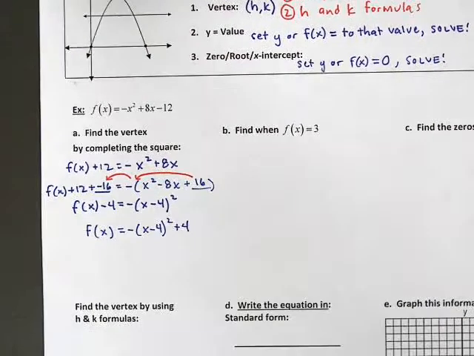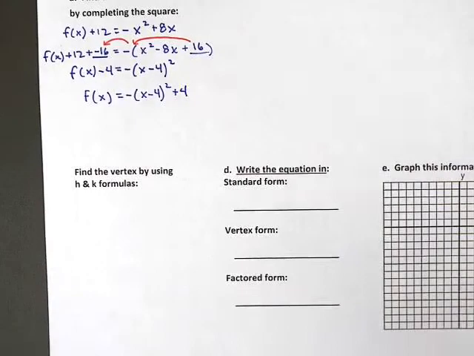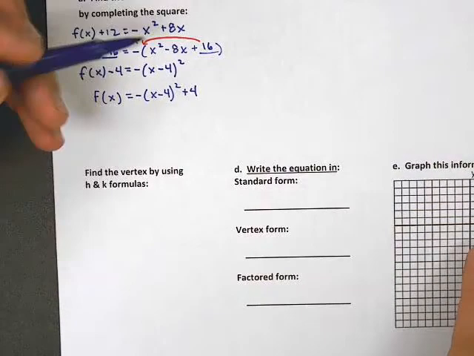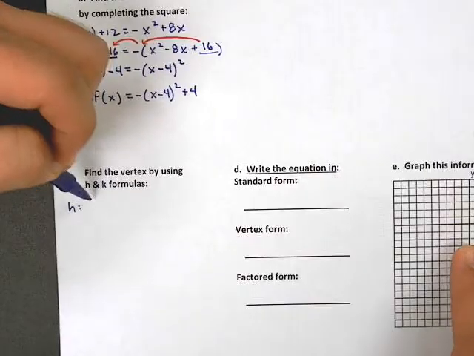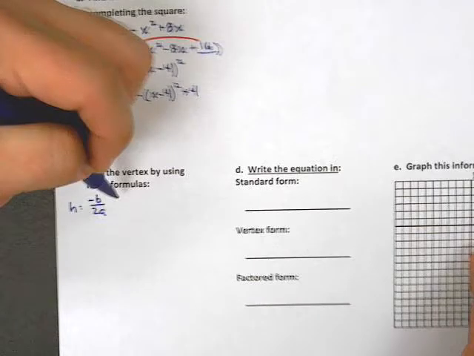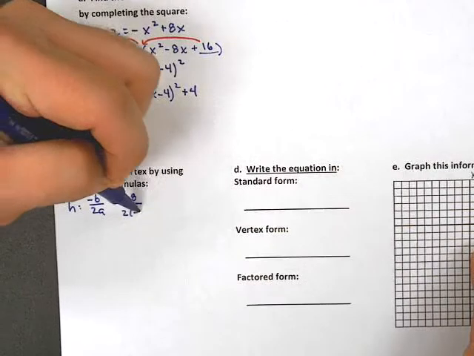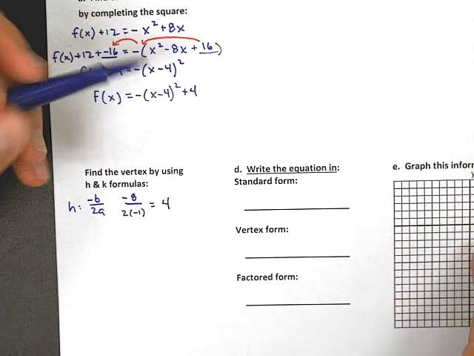If we go on and actually move down, I think this might be good to do right now. Let's practice getting the h and k, or using the h and k formulas to see if we get the same exact values. So h is negative b over 2a, or negative 8 over 2 times negative 1. Perfect. 4, that's what we were looking for.